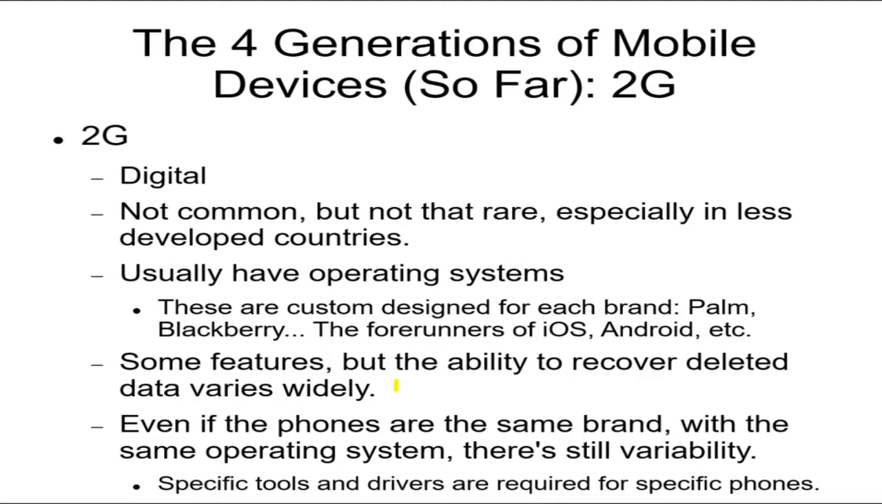They do have operating systems, and they have some features, not much, and the ability to recover deleted data. You never know. A lot of times not, but you might find a device that actually can do this. So if the data was deleted, we'd have to search through that, depending on the brand and what kind of 2G phone it was. And there's also a lot of variability, even if they have the same brand, they may have a different operating system. So the forensic analyst has got to know which operating system, which tools can be used for them, which drivers can be used to probe these 2G phones.